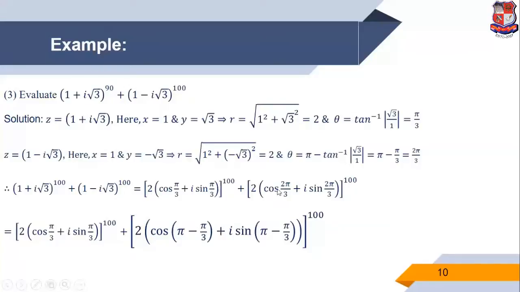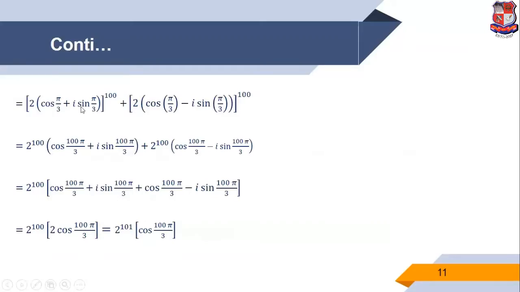Now in the second term, cos 2 pi by 3 is nothing but cos of pi minus pi by 3, and cos of pi minus pi by 3 is minus cos pi by 3, while sin of pi minus pi by 3 is sin pi by 3. So we write this term as it is, but here we take a minus.